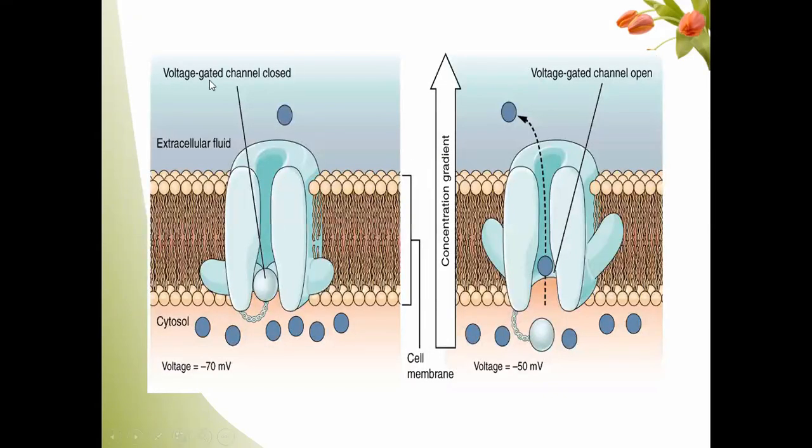So these are pictures of voltage-gated channels. Here the voltage is minus 70 millivolts, which means they are at resting potential. When it exceeds the threshold level, a voltage of about minus 55 millivolts, these channels open and sodium ions will flow inside. Normally, when the neuron is at resting potential, sodium ions are high outside the cell, and potassium ions are high inside the cell. Okay, please remember this.